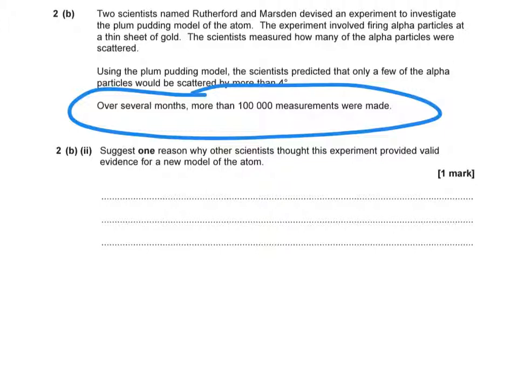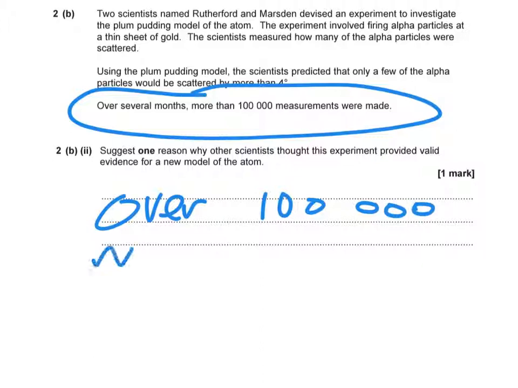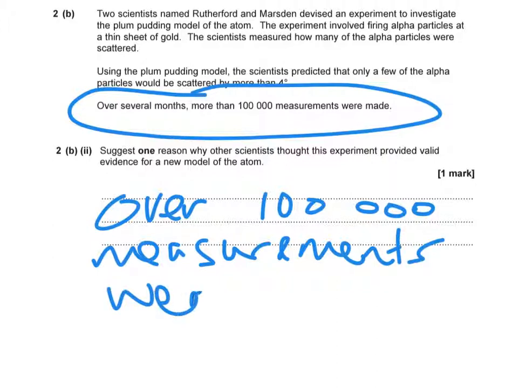So here what you want to be saying is that over 100,000 measurements were made. The idea that they've done lots of repeats would get you the mark as well, or the idea even that Rutherford and Marsden were respected scientists would also get you the mark there.